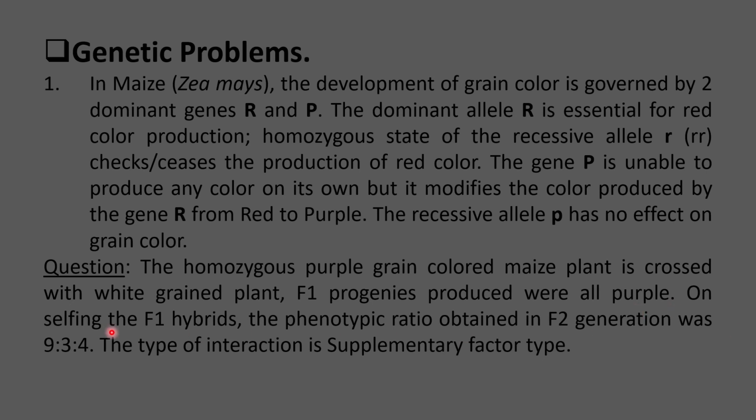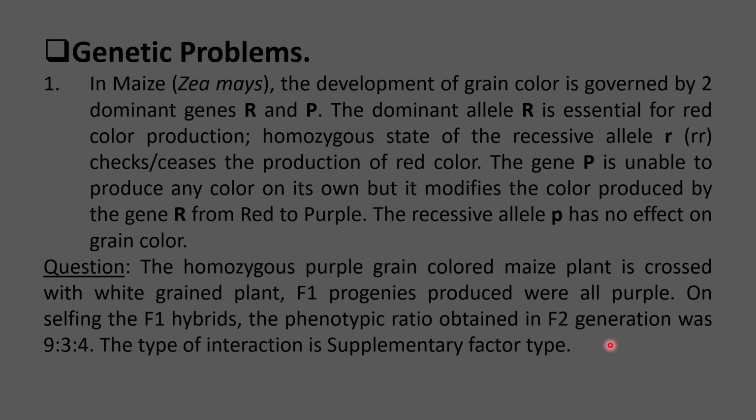Now, on selfing the F1 hybrids, that is, on selfing these purple progenies, the phenotypic ratio obtained in the F2 generation was 9:3:4, which means all three colors have been produced here, that is red, purple and white. The question also says the type of interaction is supplementary factor type.